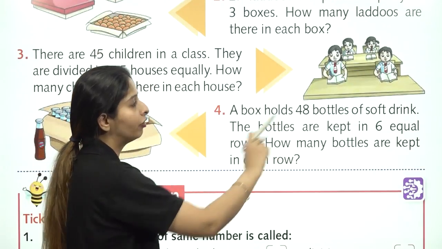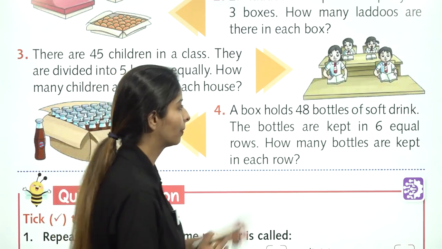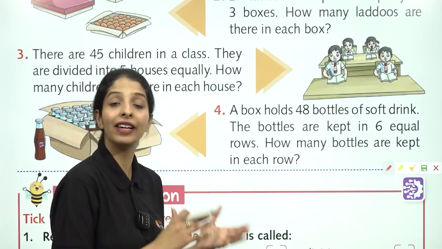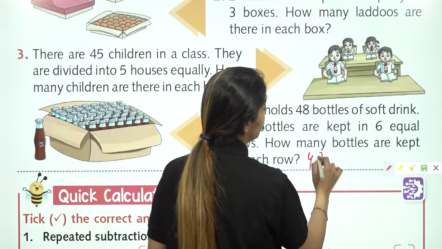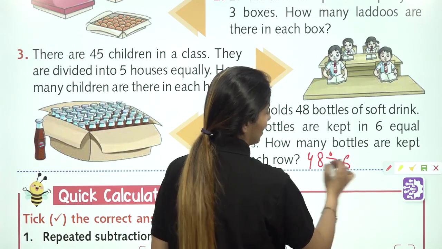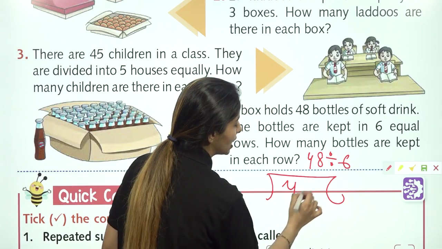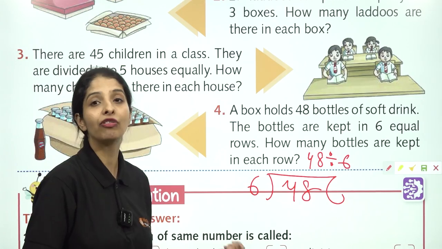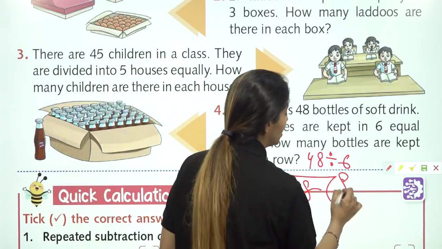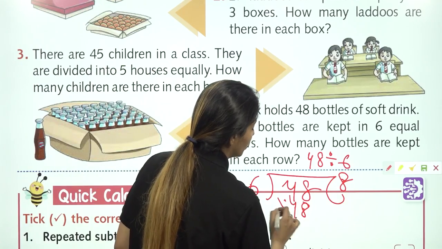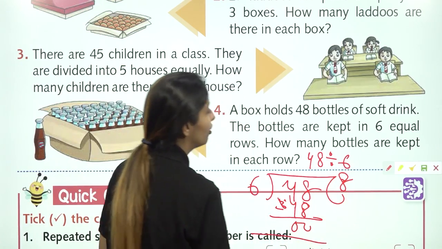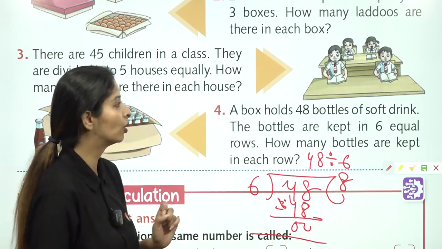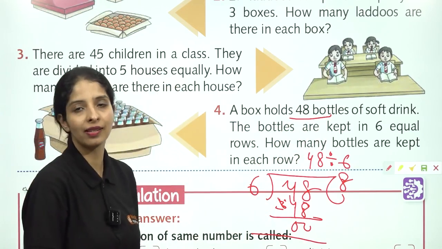Next word problem. A box holds 48 bottles of soft drink. The bottles are kept in 6 equal rows. How many bottles are there in each row? For that, we will divide 48 by 6. The dividend is 48, divisor is 6. Start calling up the table of 6, where we get 48. We get 6 eights, 48. So, subtract, we get 00. So, we will have 8 bottles in each row.